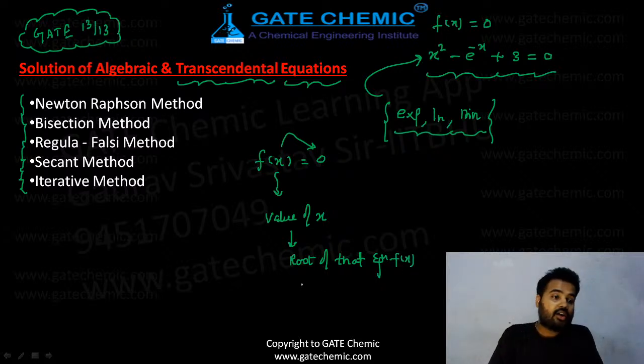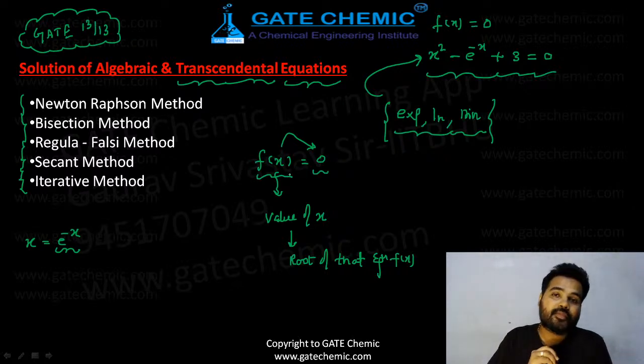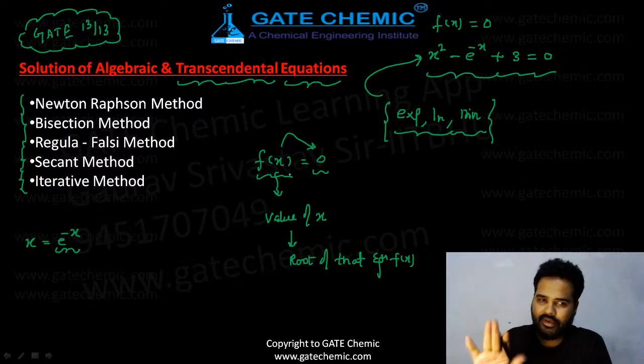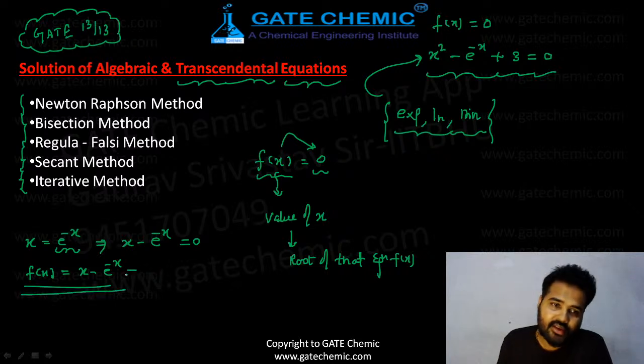One more thing, beta. Suppose you have an equation like this: x equals to e to the power minus x. Then, beta, don't take e to the power minus x as your f(x). Always f(x) equals to 0. This is your standard form. So, even in the case of Newton-Raphson, bisection, Regula-Falsi, or any method, here our f(x) was x minus e to the power minus x equals to 0. That means our f(x) was x minus e to the power minus x, beta. This is our f(x).